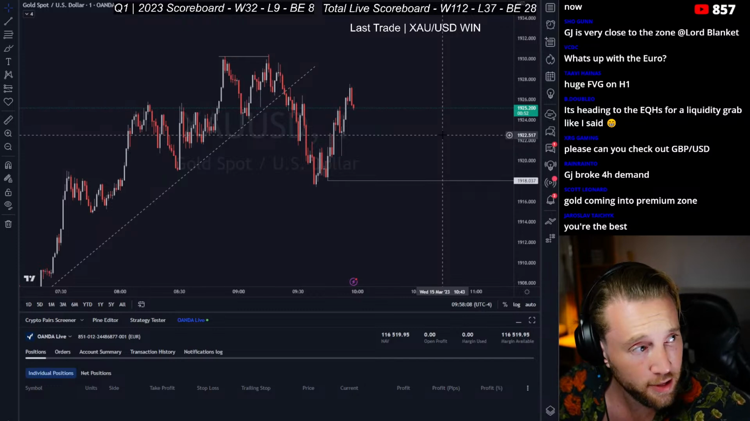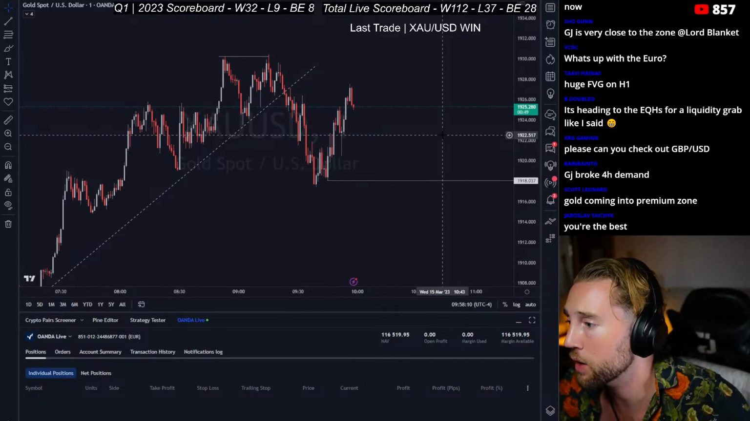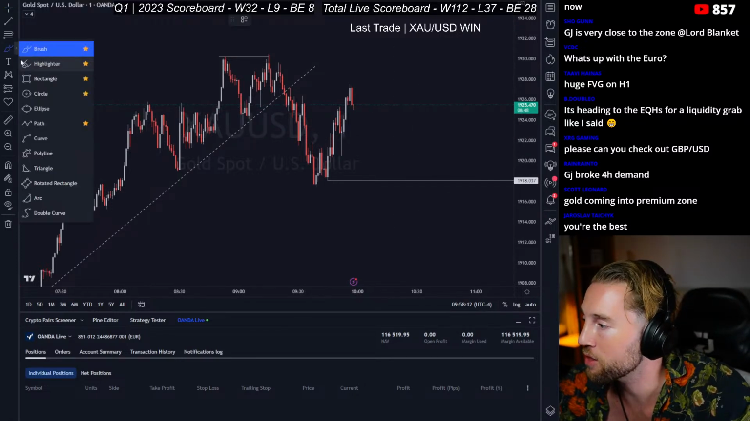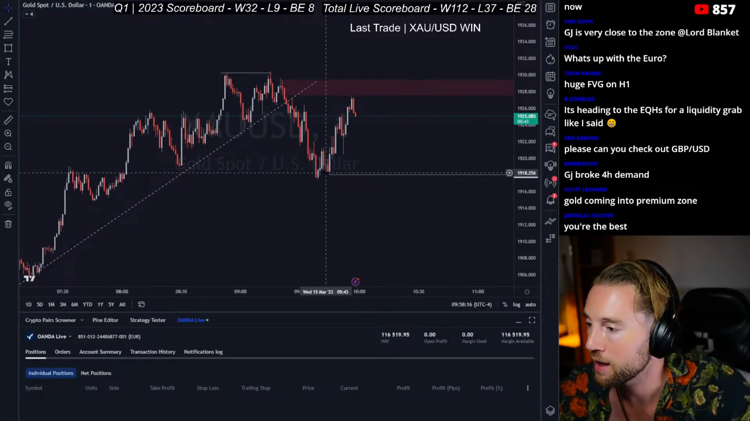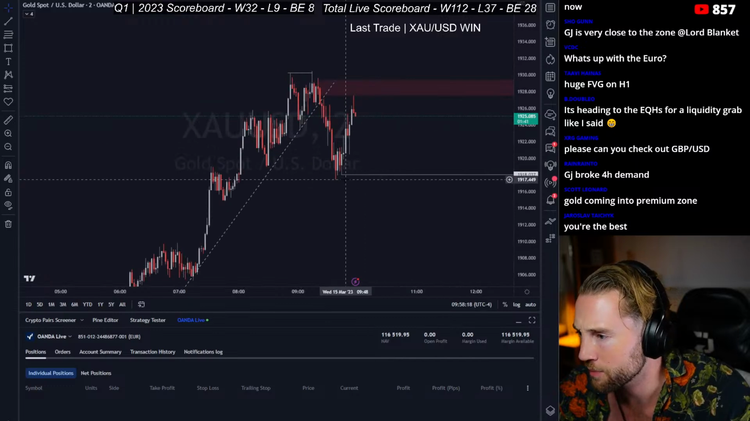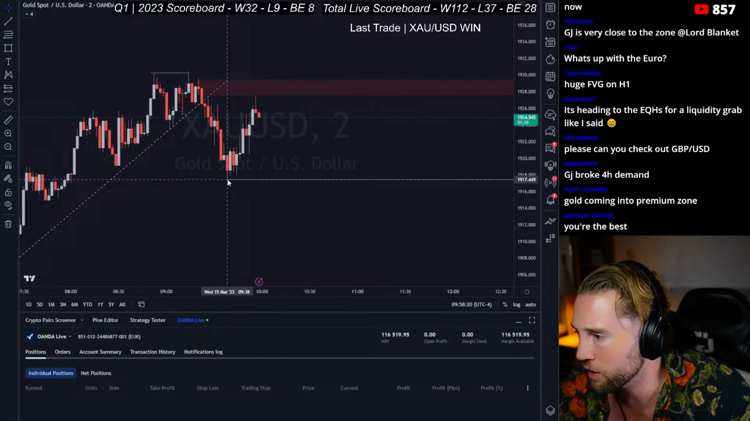So that's it. Gold is building liquidity to the downside. Okay, so you have potential. You're going to see a new rejection here now. Fantastic. If you then go to the 2-minute, it's still the low that I'm looking for.